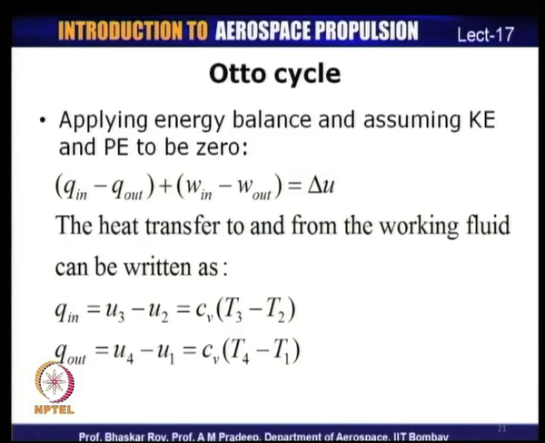Now, if you look at the heat transfer to or from the working fluid, Q in is taking place during the constant volume process between states 2 and 3, and therefore, Q in is U3 minus U2. It is constant volume, and therefore, Q in is equal to Cv times T3 minus T2. Similarly, Q out is again a constant volume process, which is U4 minus U1, which is equal to Cv times T4 minus T1.